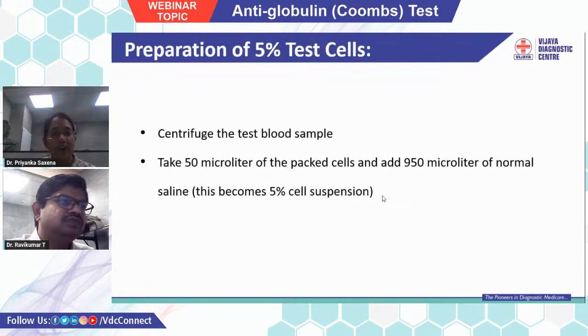Coming to the preparation of 5% test cells. Here we centrifuge the blood sample at a speed of 3000 rpm for 3 to 5 minutes, and this step is repeated three times. And from the packed cells, 50 microliters of the packed cells are taken and 950 microliters of normal saline is added to make a 5% cell suspension.